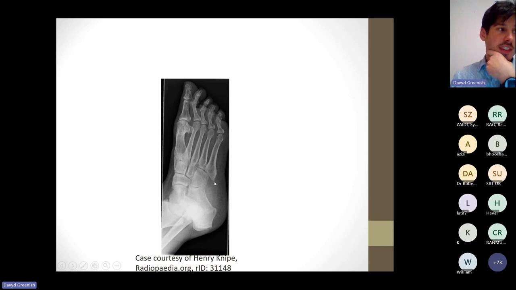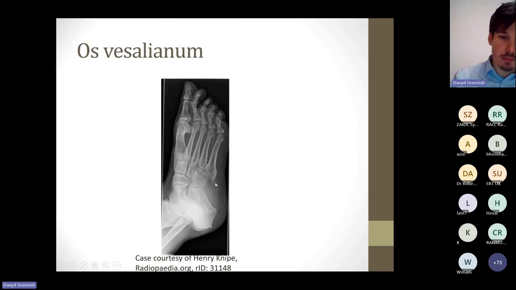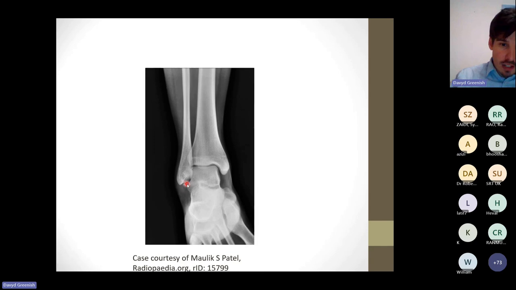So then that's got a really funny name, which you may have come across or not before. This is the os vesalianum, and this is sat in your peroneus brevis. Yeah, this is really good, guys. Well done. So os vesalianum sat in peroneus brevis just before it attaches into the base of fifth. Tiny little one here, sat just underneath the fibula.